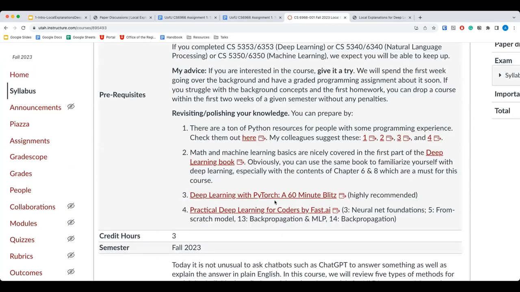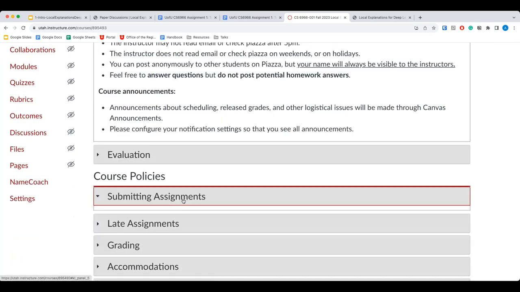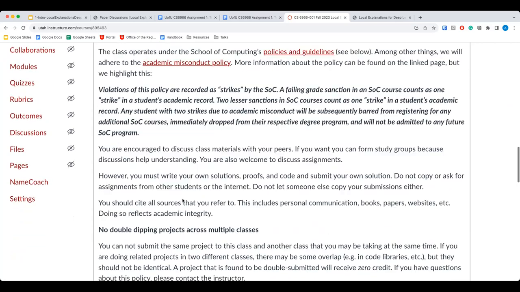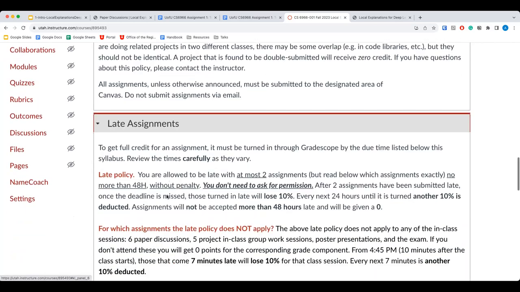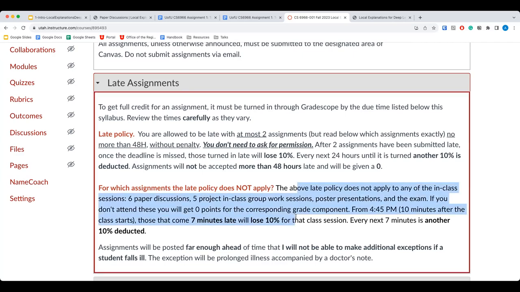Let me just quickly check one more thing. Please also review the submitting of assignments, which will be submitted to Gradescope. And there is a policy about late assignments. For certain assignments that are not in person, and I specify exactly which ones, you can be late with two of them without any penalty. You don't need to send me any email about that. If you are late two times, up to 48 hours, that's going to be fine. But please check which ones are exempt from that. And it's mostly the in-person ones.